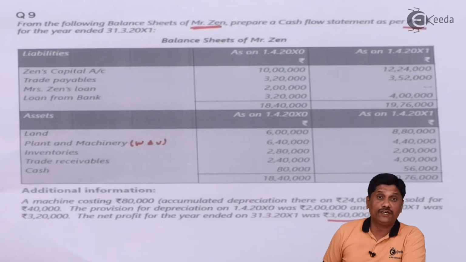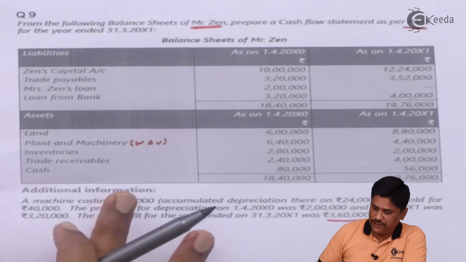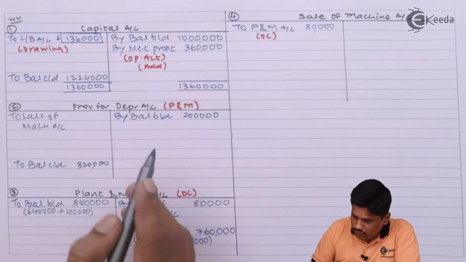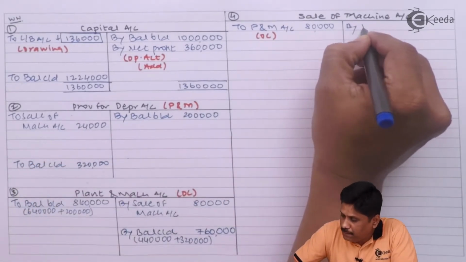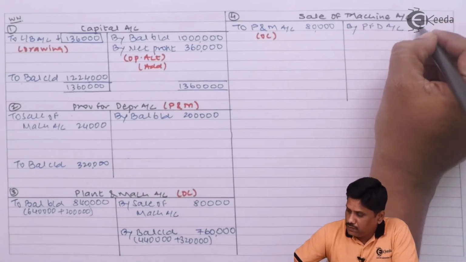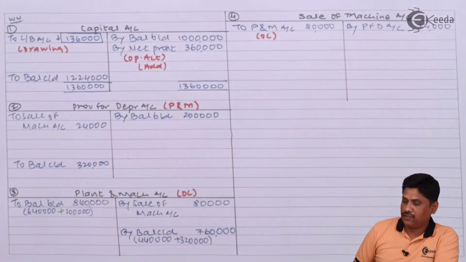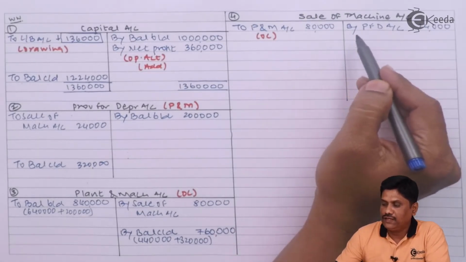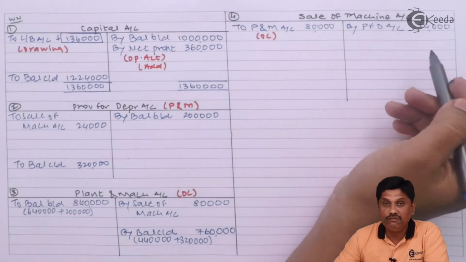It will be transferred from the PFD account to the sale of machinery account. So the entry will be PFD account debit to sale of machinery account. So sale of machinery account will be credited by PFD account 24,000. Now if I see this account, I can say that the WDV of that asset is present here. That is 56,000. You can notice WDV will be there.